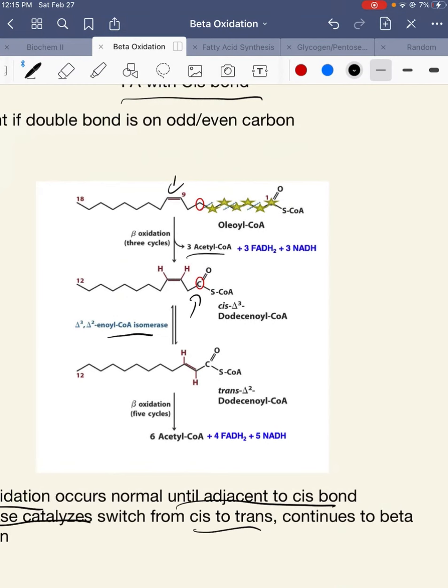We'll make our 3 acetyl-CoA, 3 FADH2, 3 NADH. We get to the cis bond. We need to continue somehow by making a trans bond. We convert into the trans form, and then we can continue running beta-oxidation. An important step is that because we convert from cis to trans, we can start using the second substrate. So we skip the first reaction, so that's why we have 1 less FADH2.